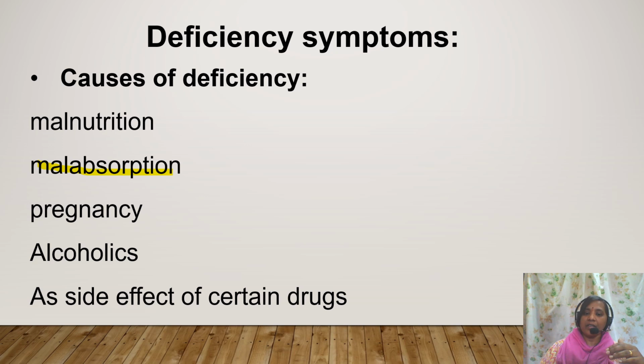So, as a side effect of certain drugs, drug-induced deficiency is observed. Then in alcoholics also, deficiency of this vitamin can be seen. And especially in pregnancy, deficiency of vitamin B6 is observed because the requirement of protein will be more in pregnancy. Accordingly, if you are not consuming more of this vitamin pyridoxine, deficiency symptoms can be seen in such people.